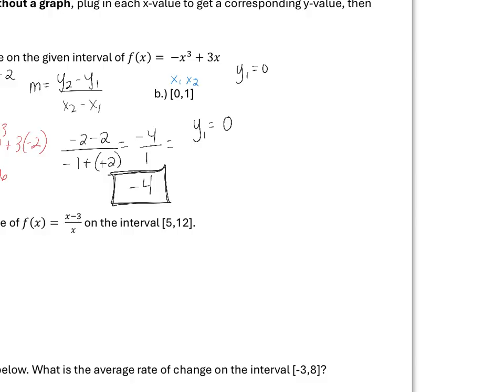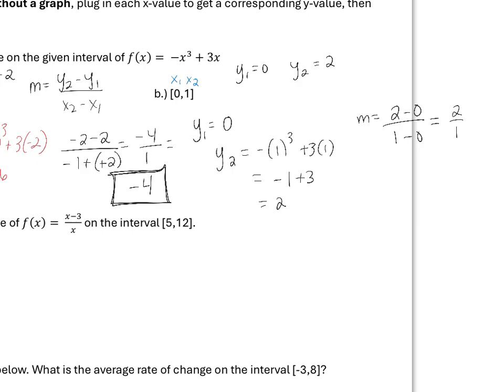So then y2 would be when we plug in positive 1. So 1 cubed plus 3 times 1 gives us 1 plus 3, which is 4. Actually, negative 1 cubed plus 3 times 1 gives us negative 1 plus 3, which is 2. So y2 is 2. Last step, just plug it in. y2 minus y1 over x2 minus x1. So just 2 over 1, which is positive 2.